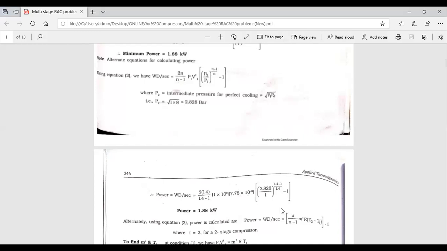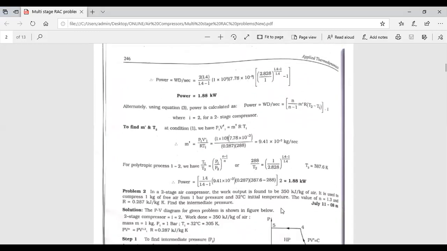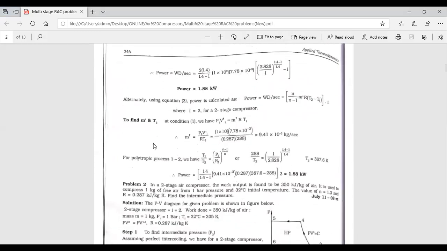Next, how to calculate your mass flow rate. Mass flow rate: here we assume the value of m, but actually it is how much mass flows in the air compressor. Just apply P1 V1 equals m R T1. What is the notation? m is your mass flow rate, equals P1 V1 divided by R T1.